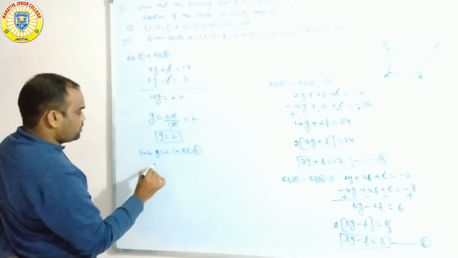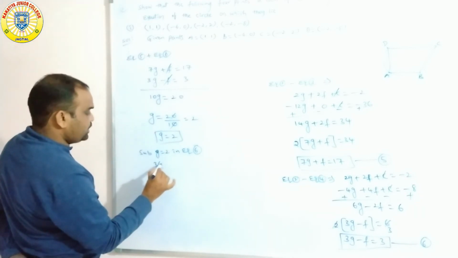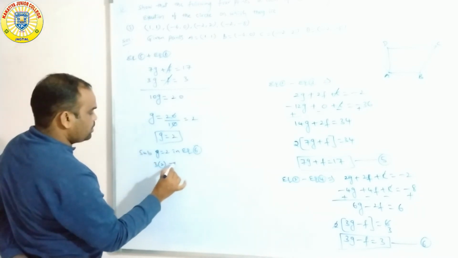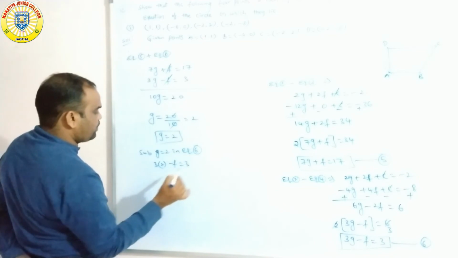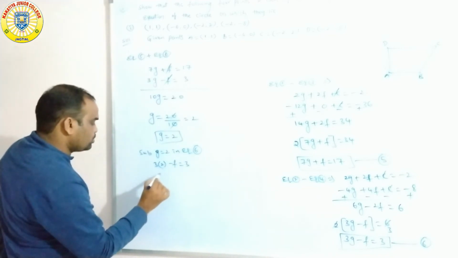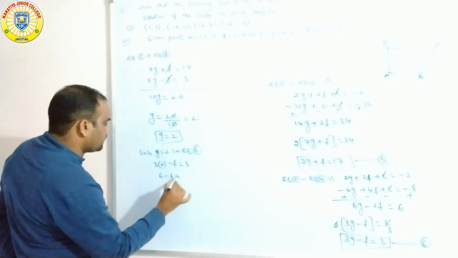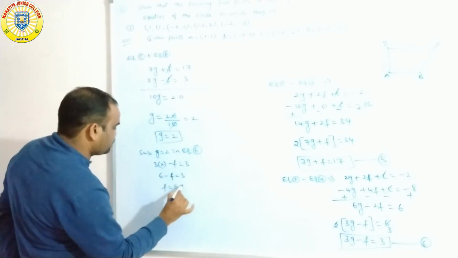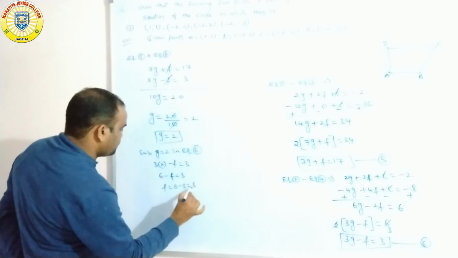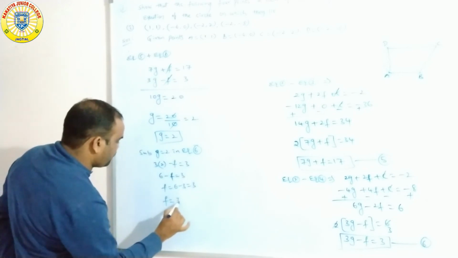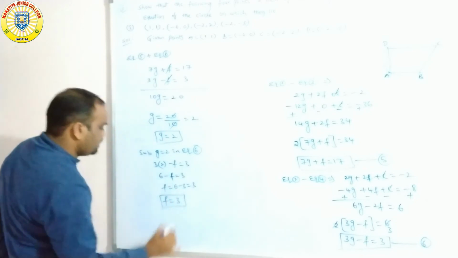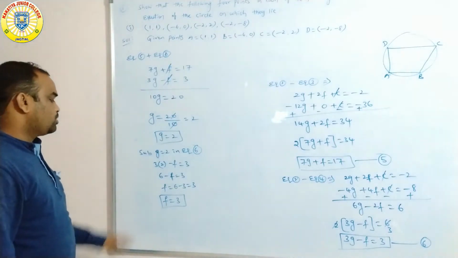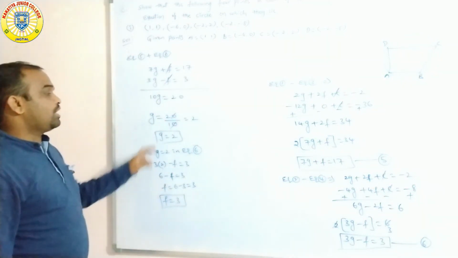3g minus f is equal to 3. 3 into g, what is the value? 2. So 6 minus f is equal to 3. Therefore f is equal to 6 minus 3. Here f is equal to what is the value? 3. f is equal to 3. So g is equal to 2, f is equal to 3.